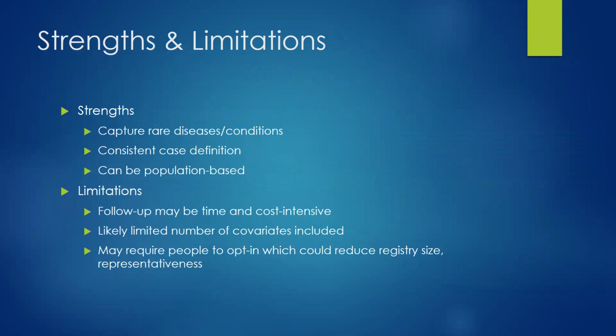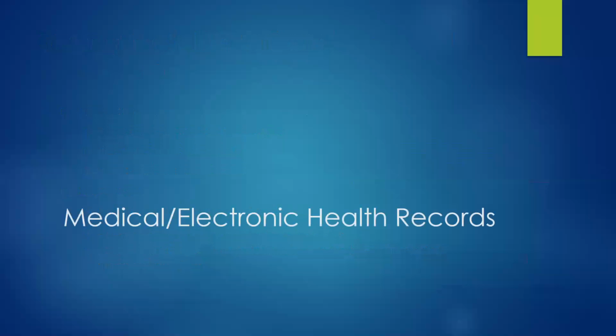So the benefits of a registry are that you can capture these rare diseases or conditions, you can have a nice clear case definition, and you can make it population-based. But it is potentially time and cost intensive to follow people up over time. You might only be able to collect a limited amount of data on people, potentially only what's included in their medical record. And you might have to have people opt into the registry, which could reduce your size and the representativeness of it.